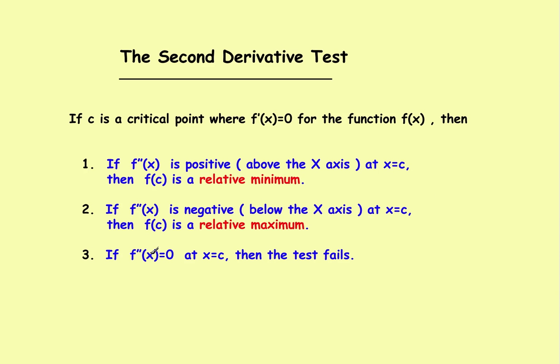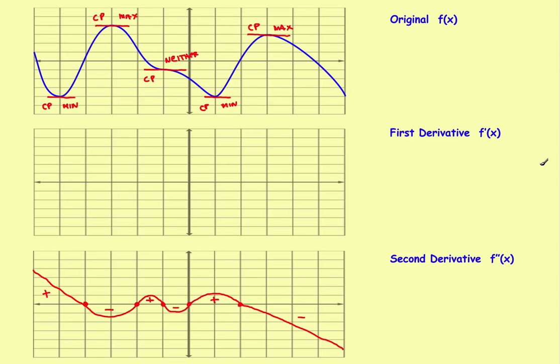Okay, now let's look at the final condition. What happens if the second derivative should turn out to be equal to 0 at a critical point? If that's the case, then the test fails and there's no guarantee that you have a maximum or a minimum, and it could be neither. So let's look at that case. So what happens is, here's a case where it's neither.